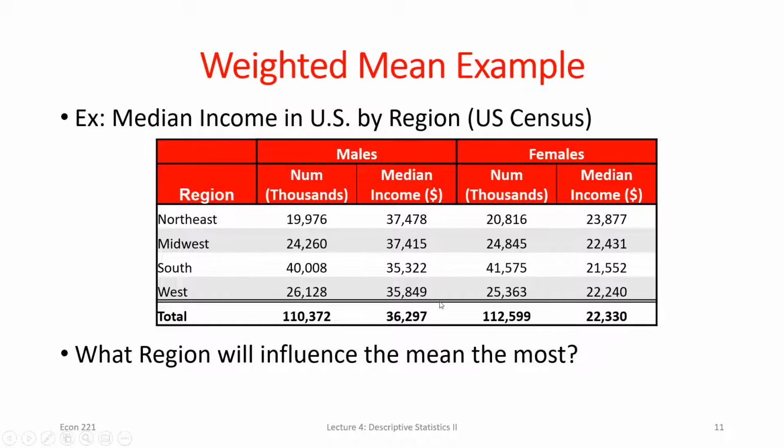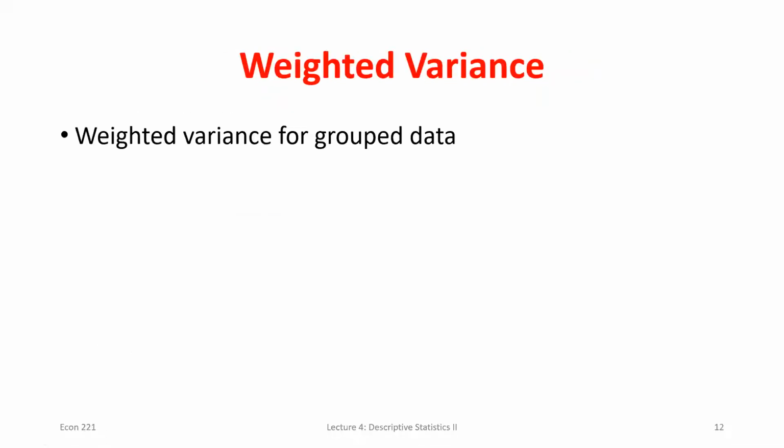Any questions on this up to this point? We're okay with this? All right. It's not too bad. Now, if we can do weighted means, we can probably also do weighted variances.